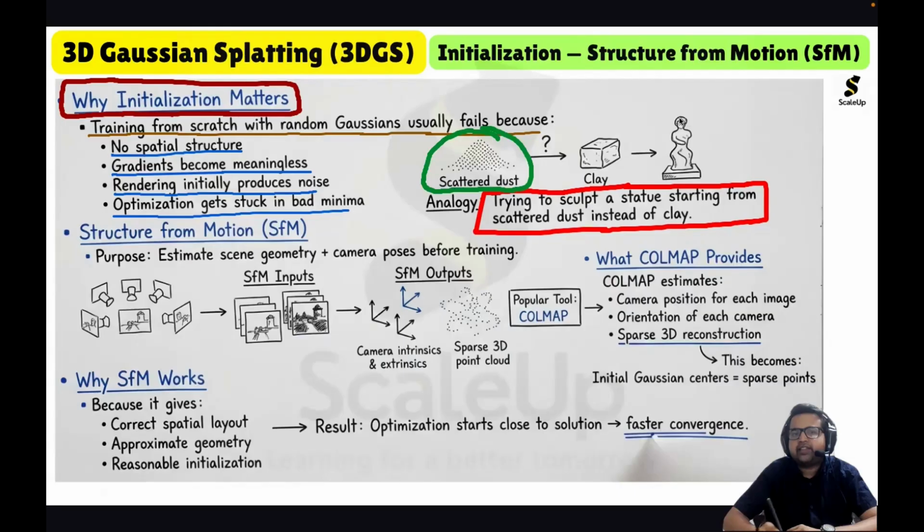And that clay is the initialization. This clay is the initialization. And that initialization is the SFM technique, the structure from motion technique. So now it's very clear why we are using the SFM technique.